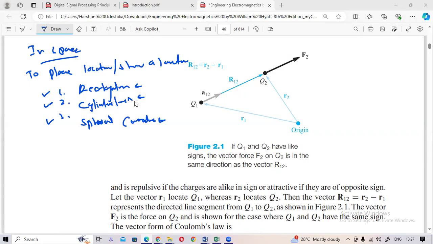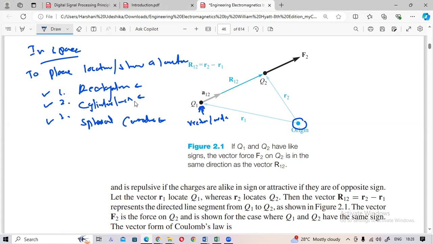These coordinate systems are used to locate a point in a space, to show a location. Here, with respect to this origin, this is one location. Normally we call this a vector location, because these distances are measured with respect to direction.